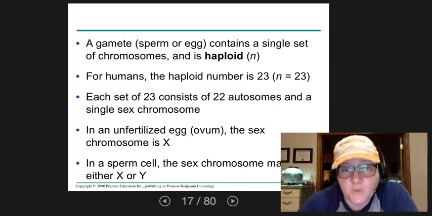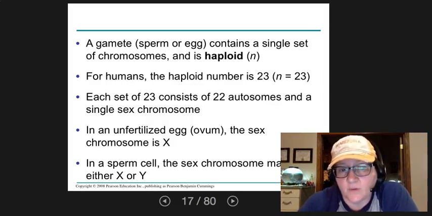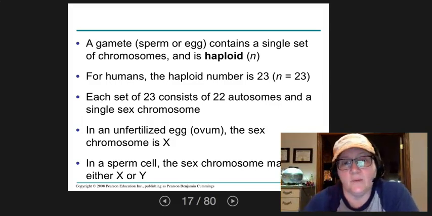Each haploid set of 23 consists of 22 autosomes and then a sex chromosome. In the female, an unfertilized egg always has a sex chromosome of X, I told you that, and the sperm cell will either have an X or a Y. Okay, so I'm going to break this video here and we're going to pick up, I think, with fertilization. I think fertilization is next.